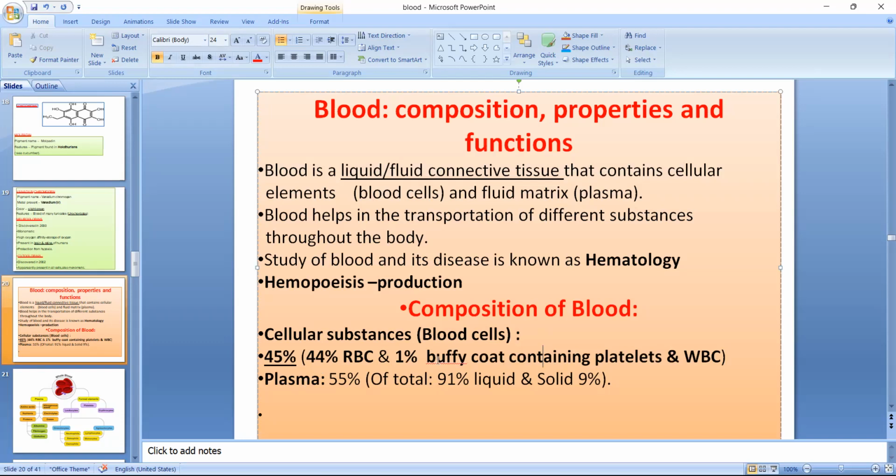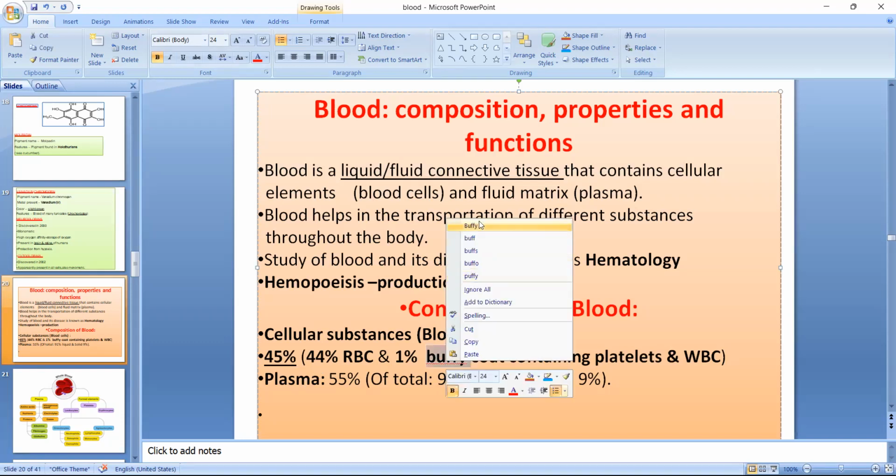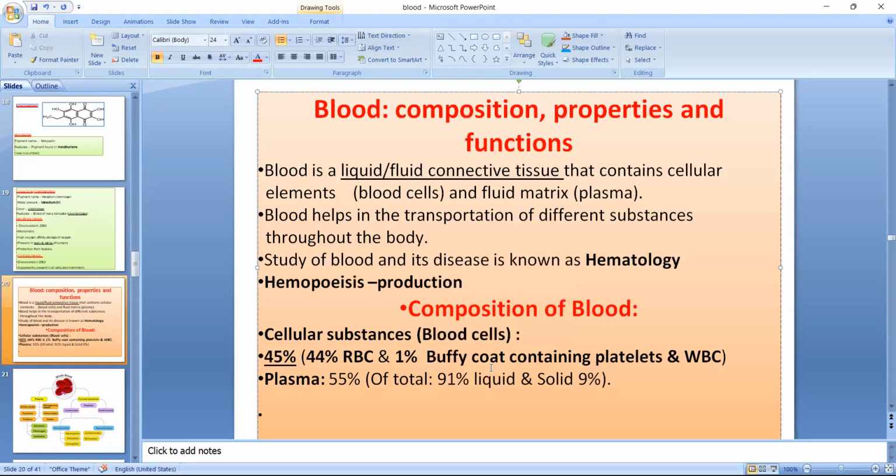Okay, so what is Buffy coat? Buffy coat is whenever the blood is centrifuged, generally the top layer forms, which consists of these platelets and WBCs. Okay, that is Buffy coat. And the plasma. Okay, plasma is the liquid or fluid part of the blood. Okay, so 55% of blood is occupied by plasma.